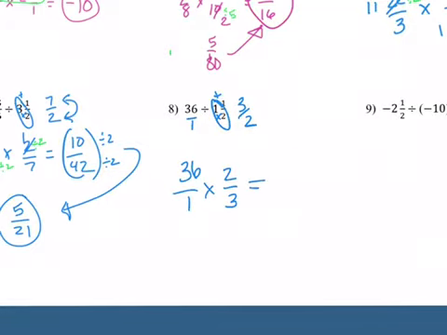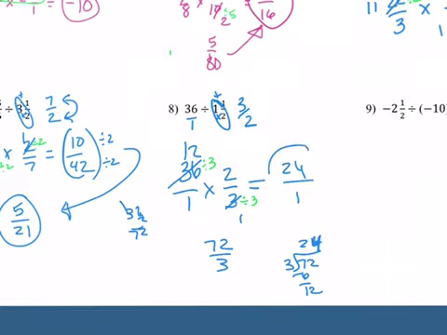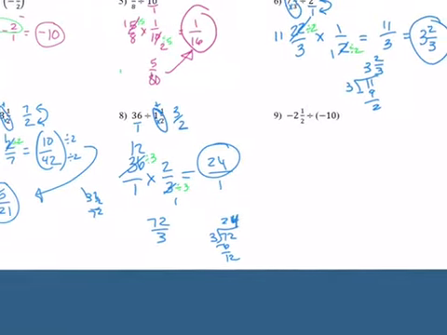You can multiply across, or if you can see that 36 can be divided. I got 108/2. So 54 should be your answer. You should get the same answer either way.